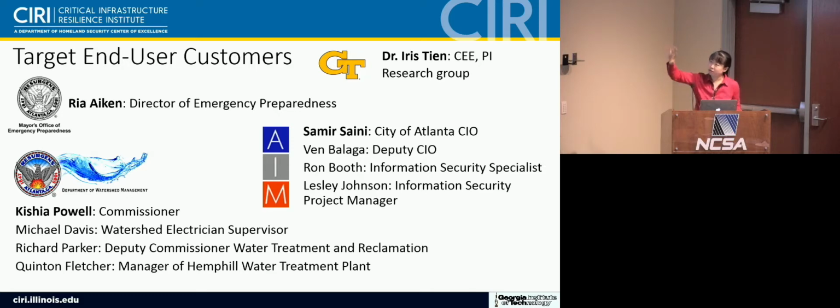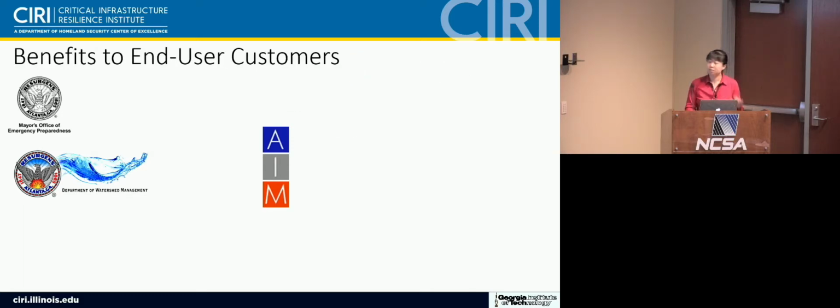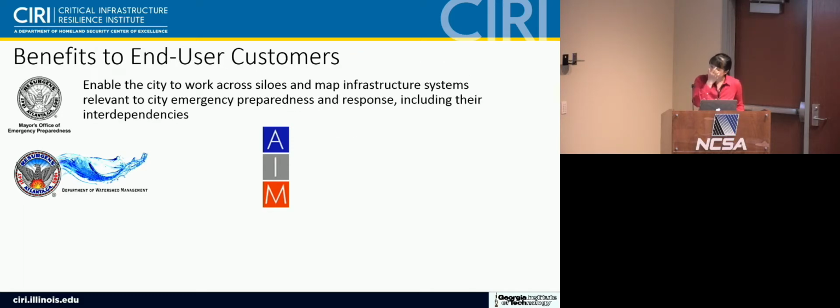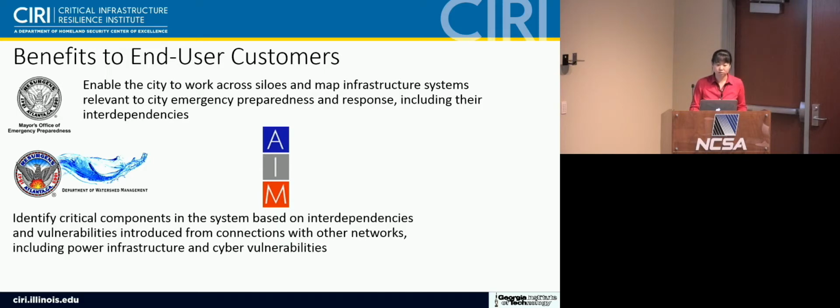And then for these specific groups, I wanted to talk about the specific benefits to end user customers. For the Office of Emergency Preparedness, this is really to enable the city to work across these silos and map infrastructure systems that are relevant to city emergency preparedness and response, including the interdependencies between these systems. The Office of Emergency Preparedness is actually a great office for that because it looks at the city at a larger scale rather than at specific individual systems.